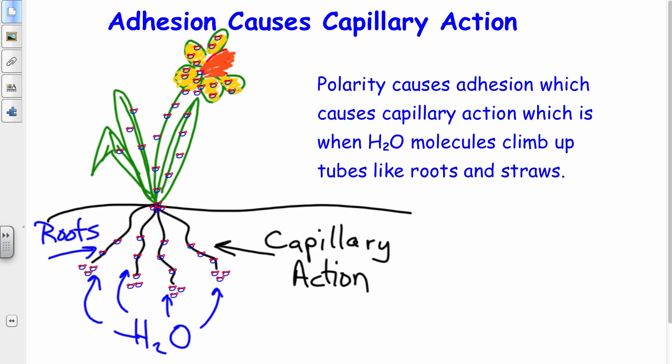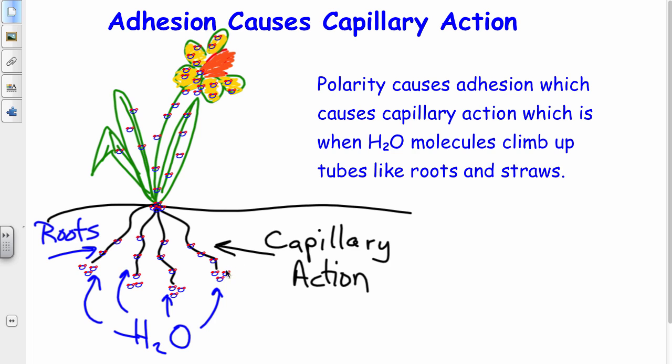So in this sketch, you are looking at adhesion causing capillary action. Capillary action is when droplets of water that are down in the ground, and this can happen with other substances, it can happen in other ways, but it's easy to see it happen in a flower or in a bush or in a tree or in a stalk of celery or in a daffodil.